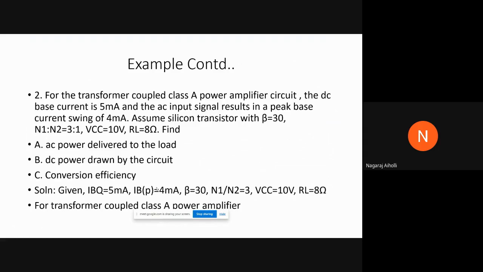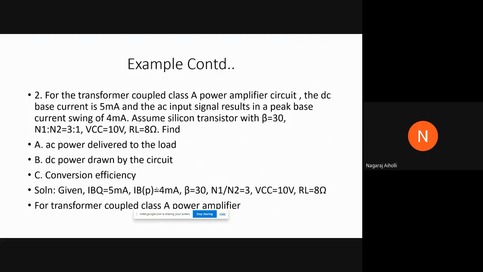I'll repeat. For the transformer coupled class A power amplifier circuit, that means they have considered a transformer coupled class A power amplifier circuit. For this circuit, the DC base current means it is the IBQ, the base current at the operating point. It is 5 milliampere. The AC input signal results in a peak base current of 4 milliampere. That is peak base current IB peak, equal to 4 milliampere.